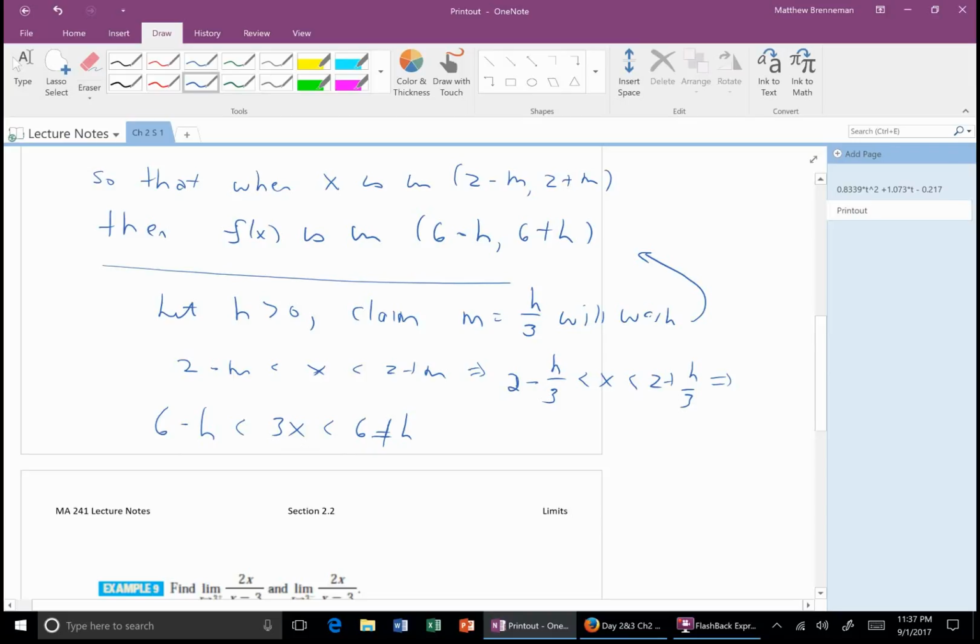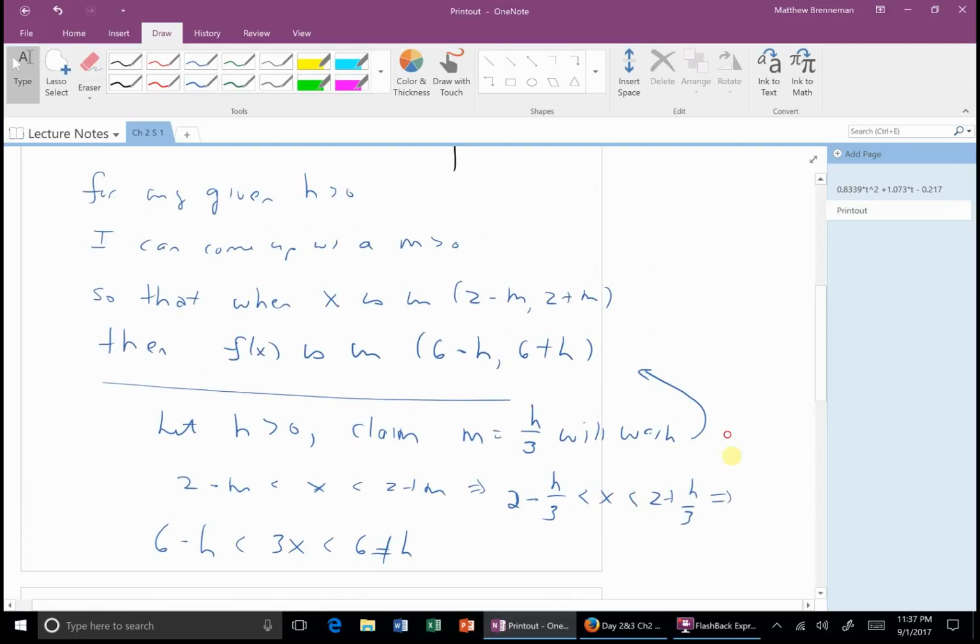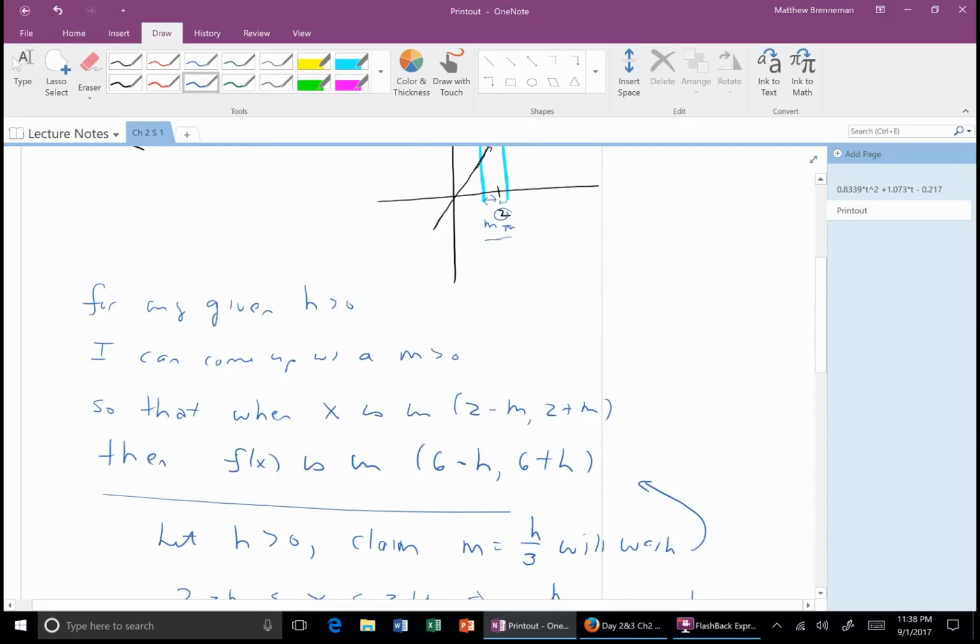Now, this particular function happens to be a linear function, so finding that little m band for a given h band is not that bad. But in general, it can be really difficult and tricky. And that's one of the reasons why we like those limit laws in Section 3 of Chapter 2 so much, because they don't require us to actually formally prove something like this.